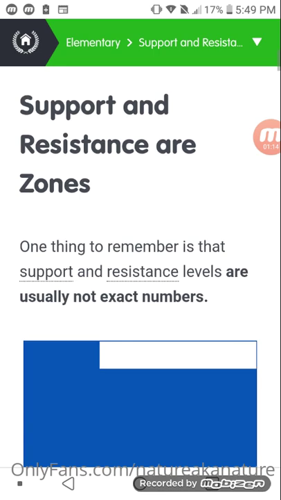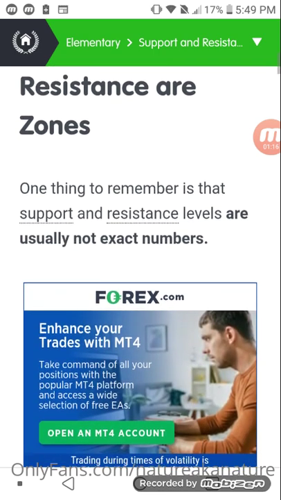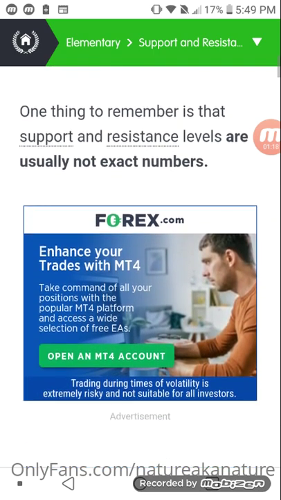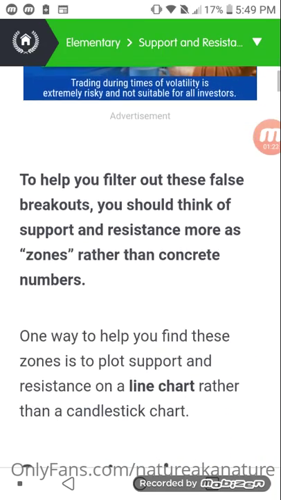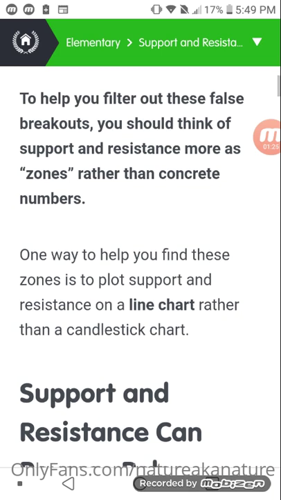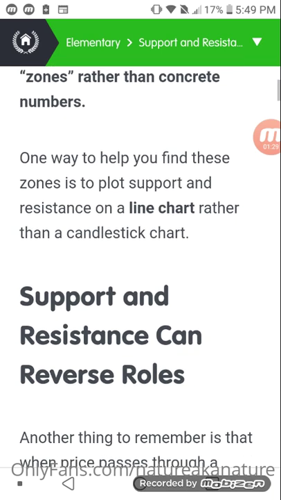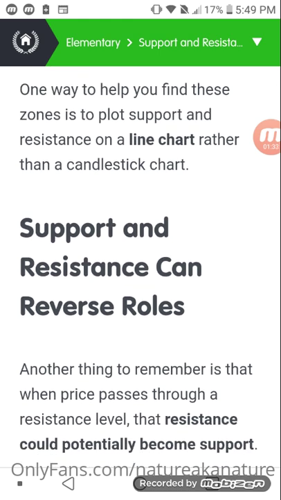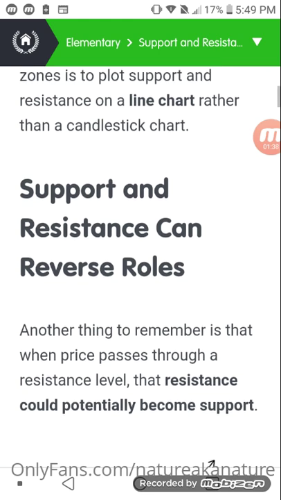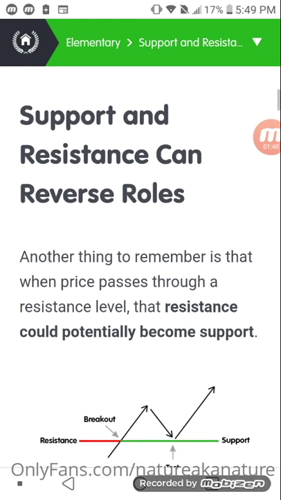Support and resistance zones. One thing to remember about support and resistance zones is that they are not actually numbers. To help you filter out false breakouts, you should think of support and resistance as zones rather than concrete numbers. One way to help you find these zones is to plot support and resistance on line charts rather than candlestick charts. But you can plot support and resistance on candlestick charts, no matter.